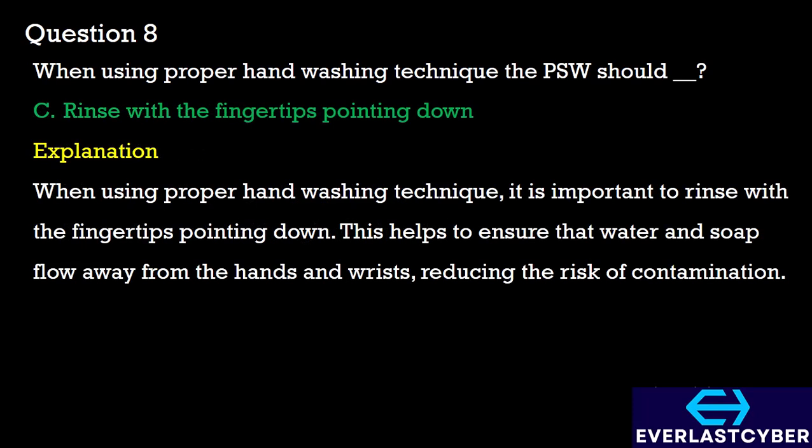So here our answer is option C. Rinsing with the fingertips pointing down will prevent recontamination of clean areas like the hands and the forearms, and by avoiding contact with potentially contaminated areas like the sink or faucets.